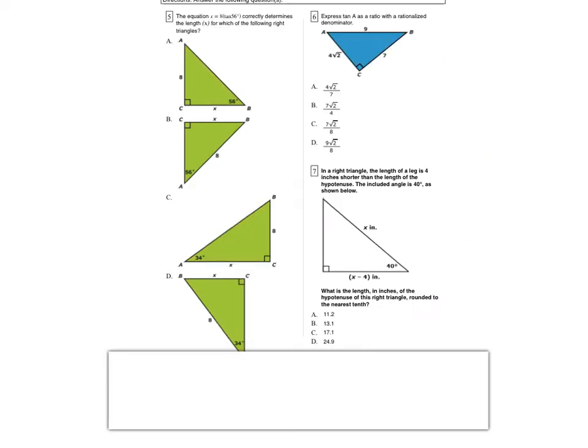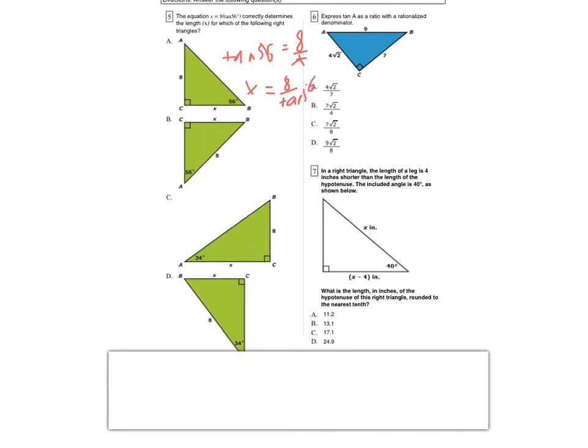All right, next up here, this one says the equation 8 times tan 56 correctly determines the length of x, and which of the following. So I would just set all these up. For the first one here, I would say tan 56 equals 8 over x. And so if I multiplied the x over and then divided the tan back over, that would say that x equals 8 over tan 56.